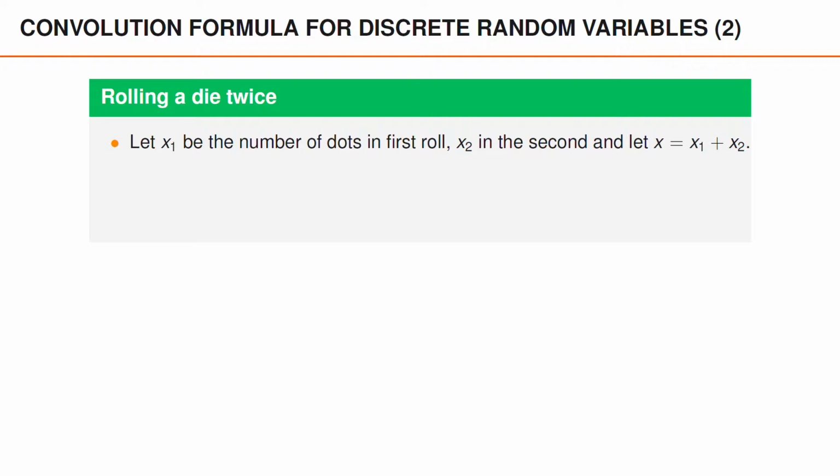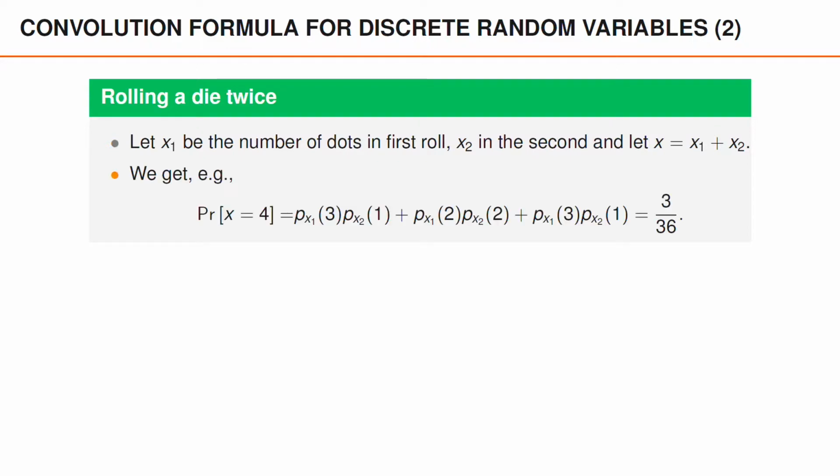Let us look at a second example, where we are instead rolling a die 2 times. Similarly to the previous example, x1 is the number of dots in the first roll, x2 is the number of dots in the second roll, and x is the total number of dots in the 2 rolls. Suppose we want to compute the probability that we obtain 4 dots in total.